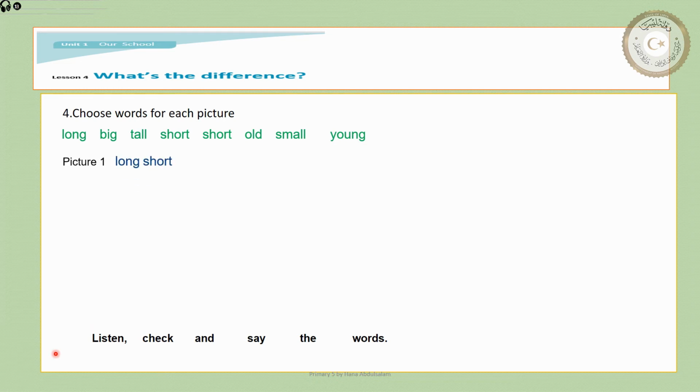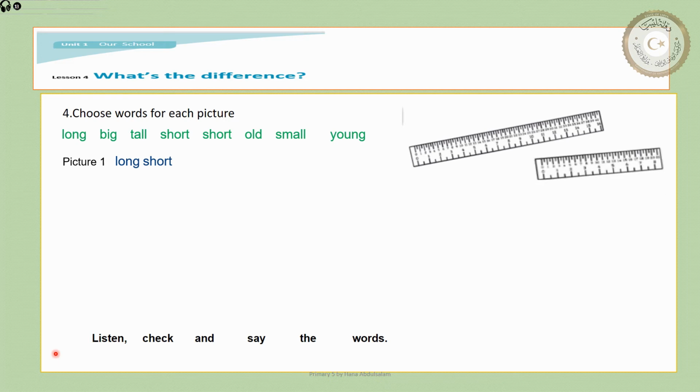So, picture number 1, we have 2 words. Long. Why long? Because this ruler is long. So it is long, short. Excellent. So what's this? Long ruler. What about this? Short. Are they the same? No, because this ruler is long and this ruler is short.